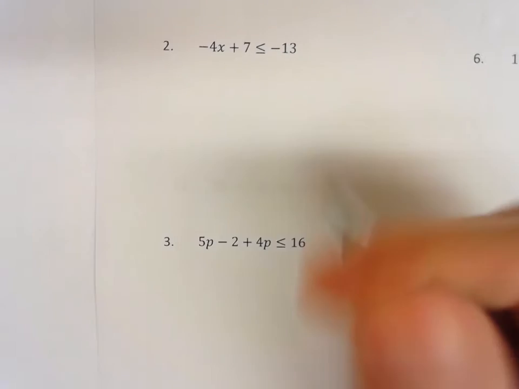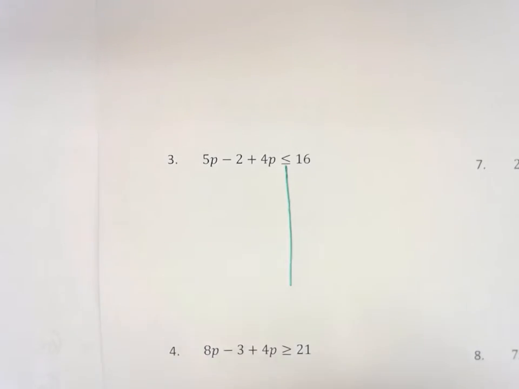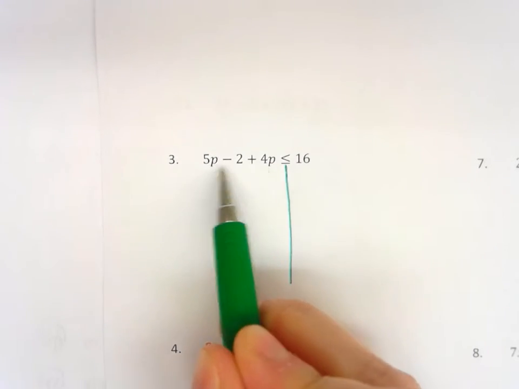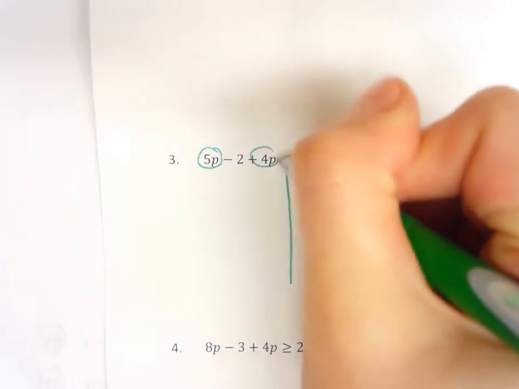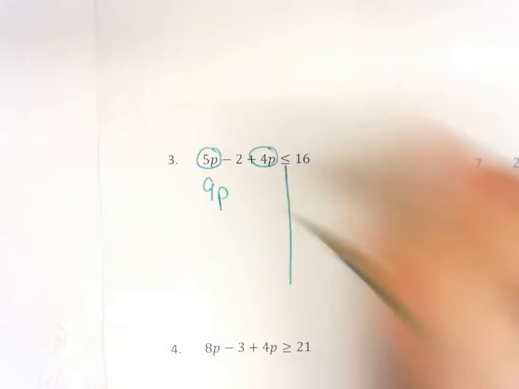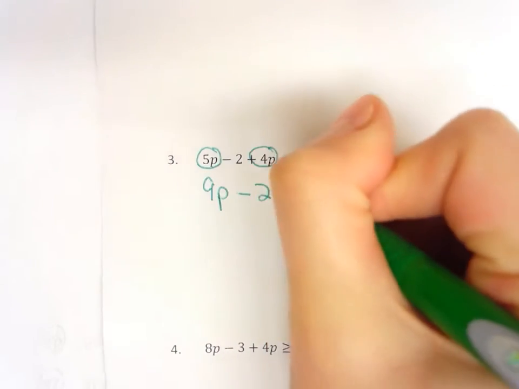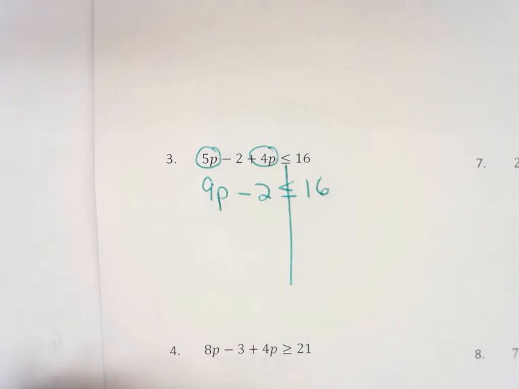Number 3. Now if I told you to solve for P on this problem, we've actually got 2 of them, which tells me that I need to combine like terms because they are on the same side of that inequality sign. So when you are combining like terms, you're adding them. 5 plus +4 gives me 9, so we've got 9p. You still have the -2, so bring that down, is less than or equal to 16. So we did combine like terms.